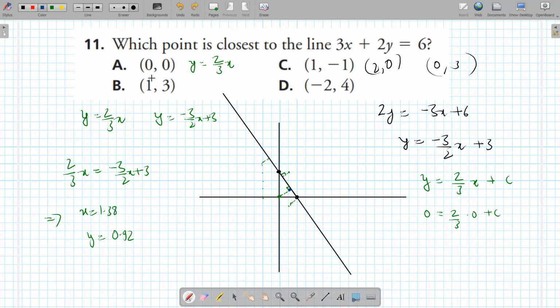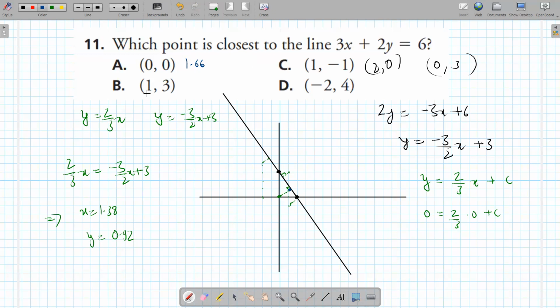If you do that, you get 1.38 squared plus 0.92 squared, square root of that. The distance there is 1.66. Now you do the same thing 3 more times. Let's do one more. We don't have to answer this question, but I just want to show you the process.